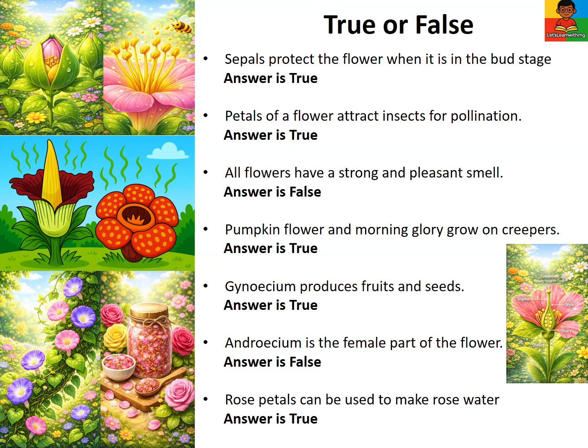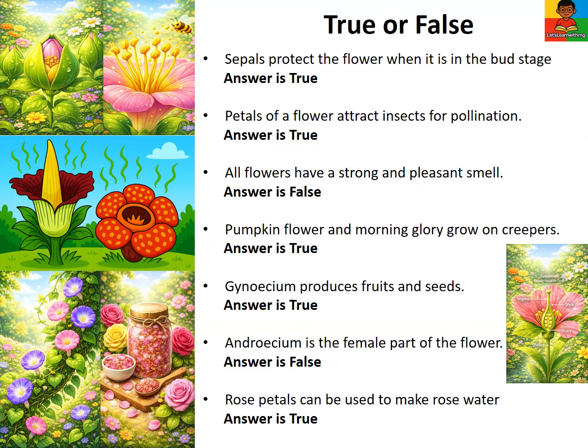Let's answer true or false questions. Sepals protect the flower when it is in the bud stage. Answer, true. Petals of a flower attract insects for pollination. Answer, true. All flowers have a strong and pleasant smell. Answer, false.